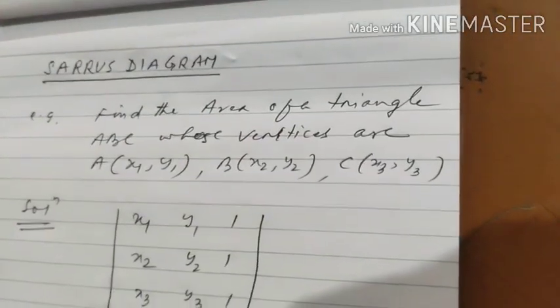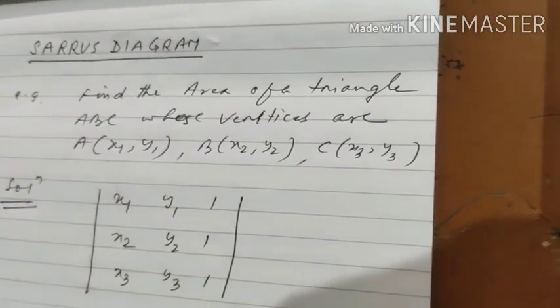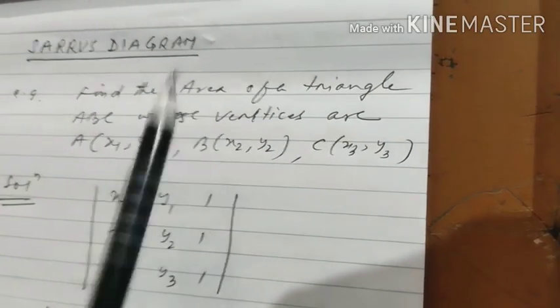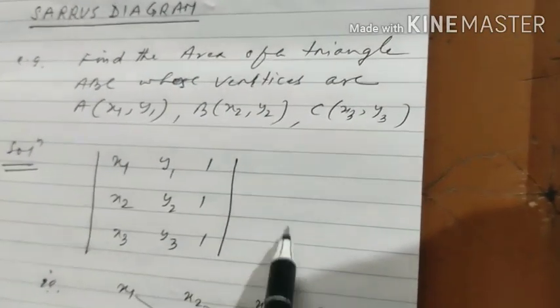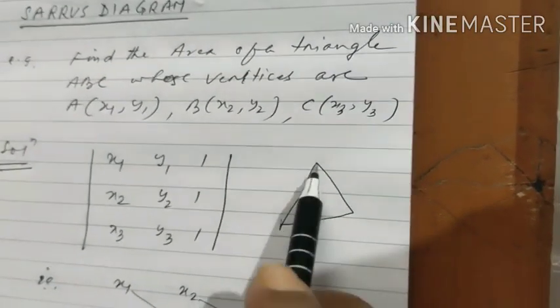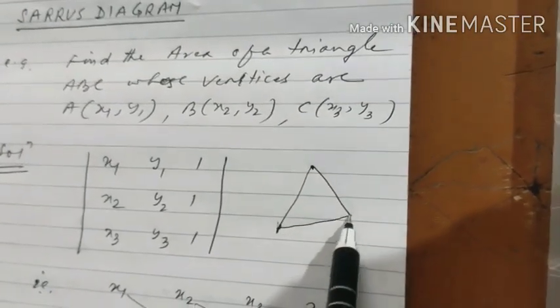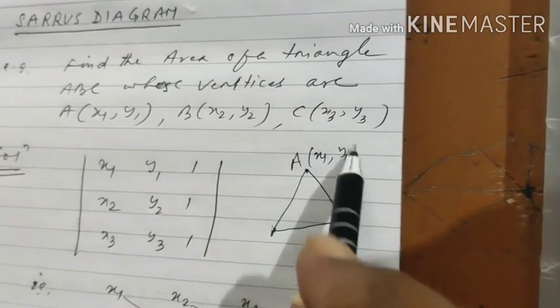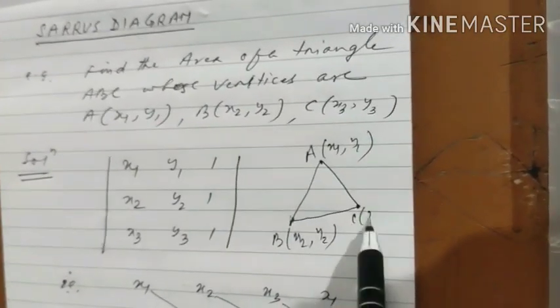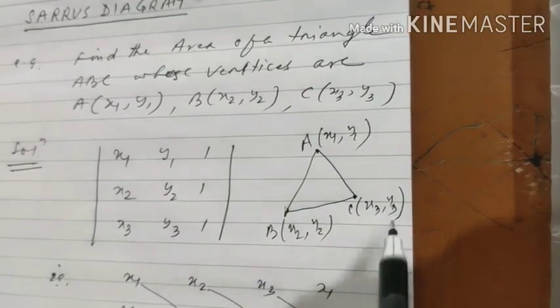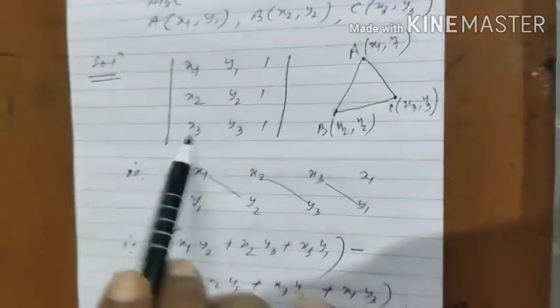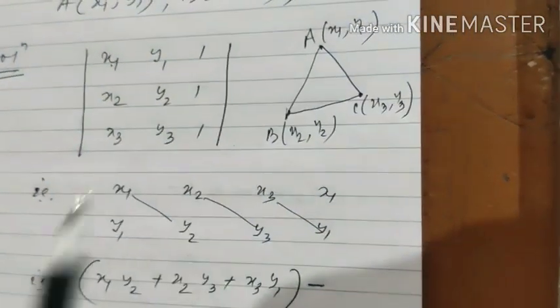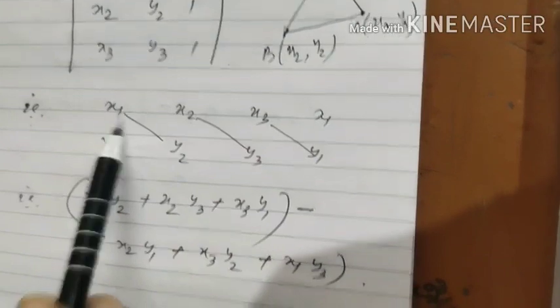Next, you have to know about the Sarrus diagram. Why can the Sarrus diagram be used? Because of any triangle, suppose any triangle, there are 3 vertices in the geometry of R squared. Suppose A equals x1, y1 and B equals x2, y2 and C equals x3, y3. Then what is the area? Exactly, you have to find the area this way: x1, y1, x2, y2, x3, y3 and 1, 1, 1 can be taken.